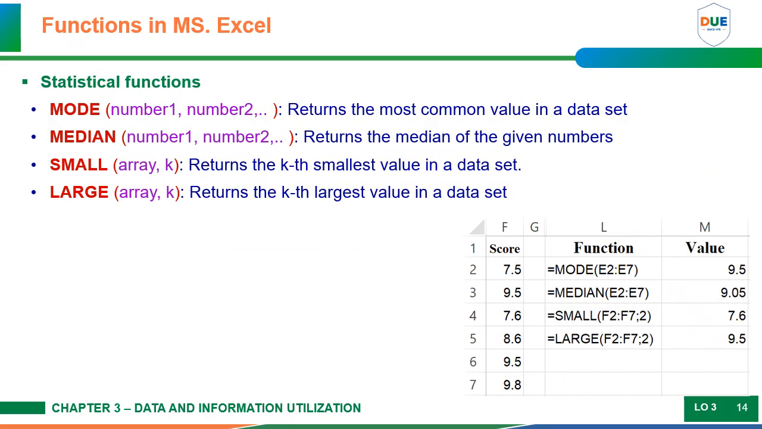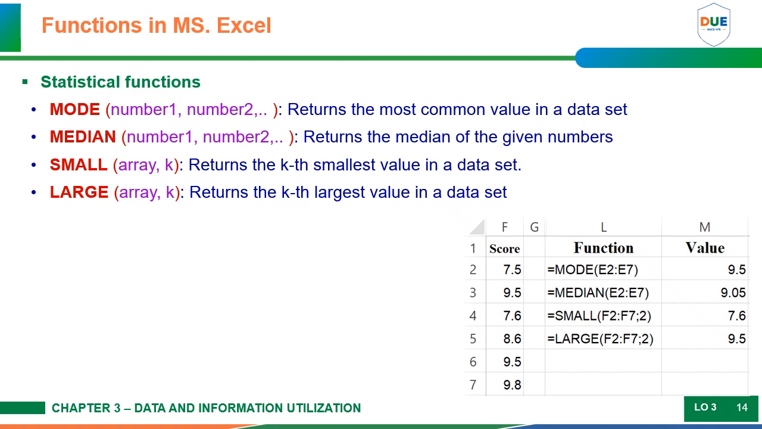Meaning of statistical functions. MODE returns the mode in statistics, the value that appears most frequently. MEDIAN returns the median value. SMALL returns the kth smallest value in an array. LARGE returns the kth largest value in an array.